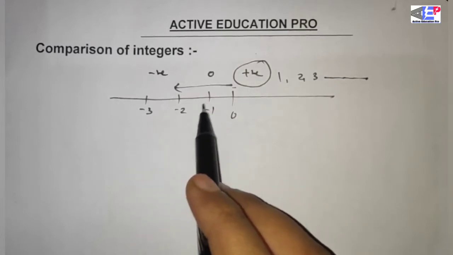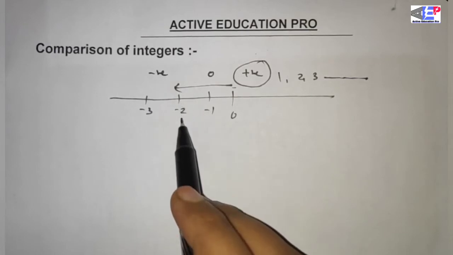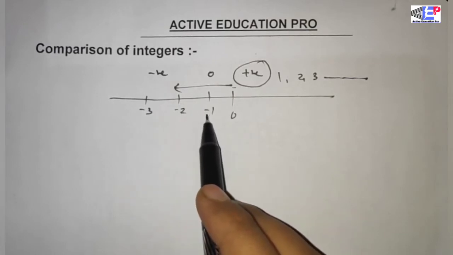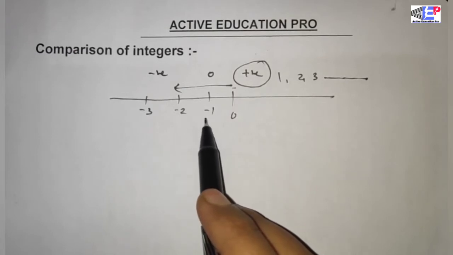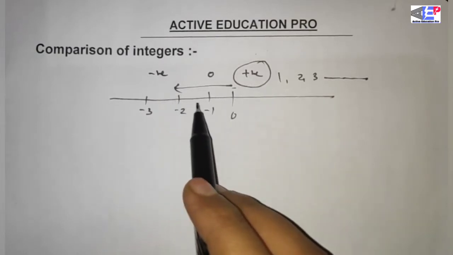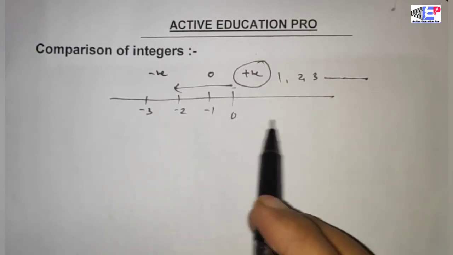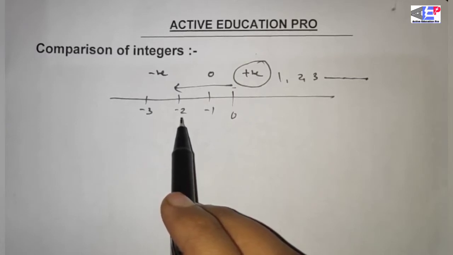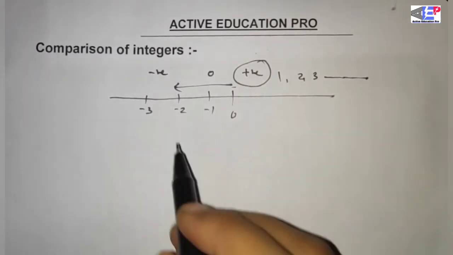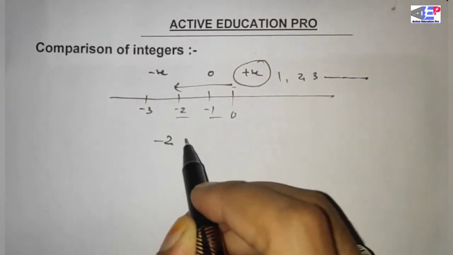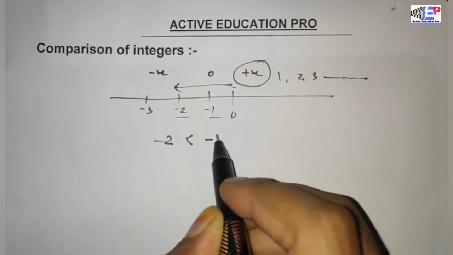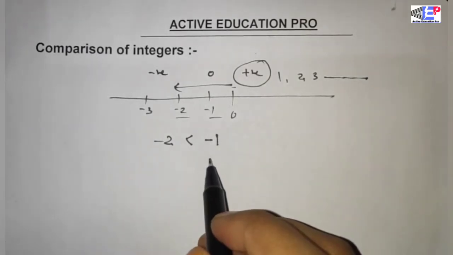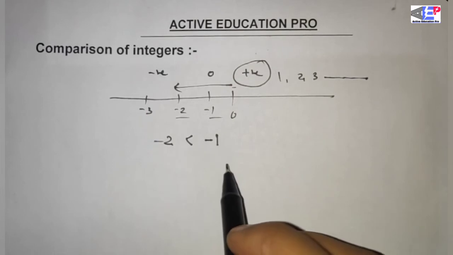Similarly, when you move from minus 1 to the left side, you get minus 2. Minus 2 is the predecessor of minus 1, and minus 2 is smaller than minus 1. So the conclusion is, when you move left to right, you get the greater numbers, and when you move right to left, you get the predecessor, the before number, the smaller number. If we compare minus 2 and minus 1, minus 2 is less than minus 1.